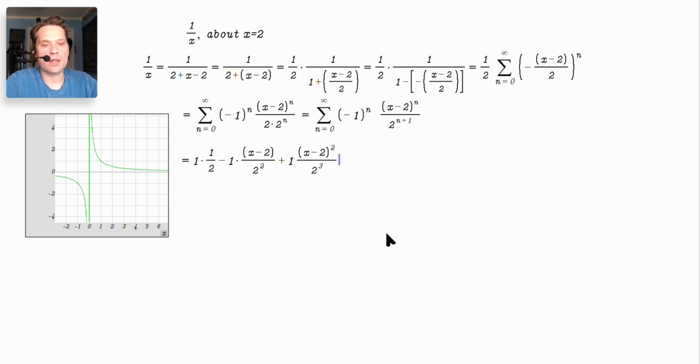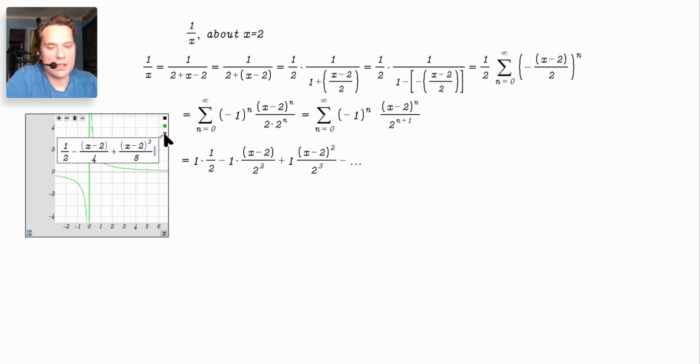And then minus ... ellipses to indicate the pattern continues that way. So let's graph some stuff now. So I would have a half essentially, right? Minus x minus 2 divided by 4, and then plus x minus 2 cubed divided by 8. So I'm arbitrarily, because I feel like it, taking the first 3 terms. I could write out a few more, but this gets the idea across.